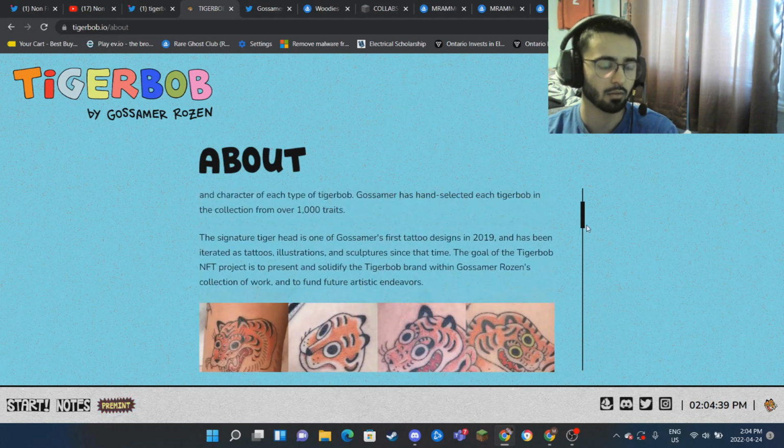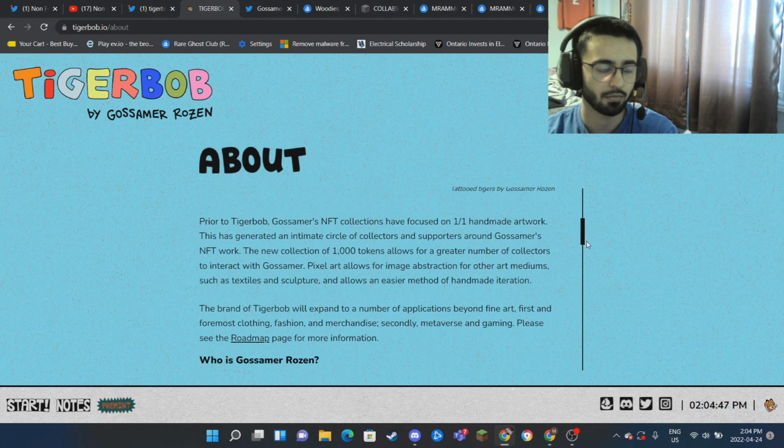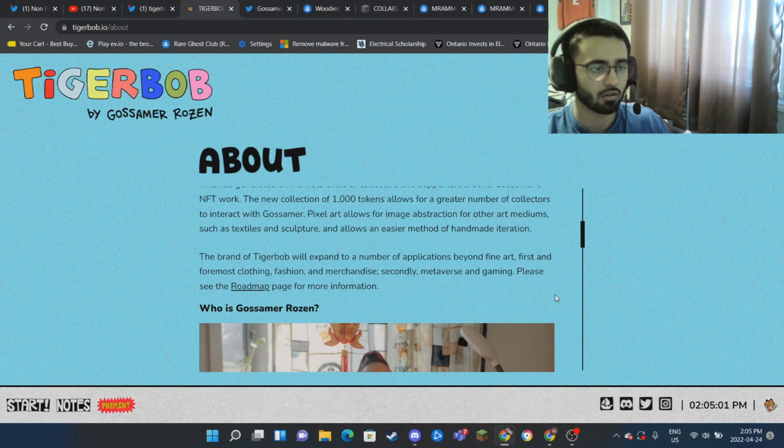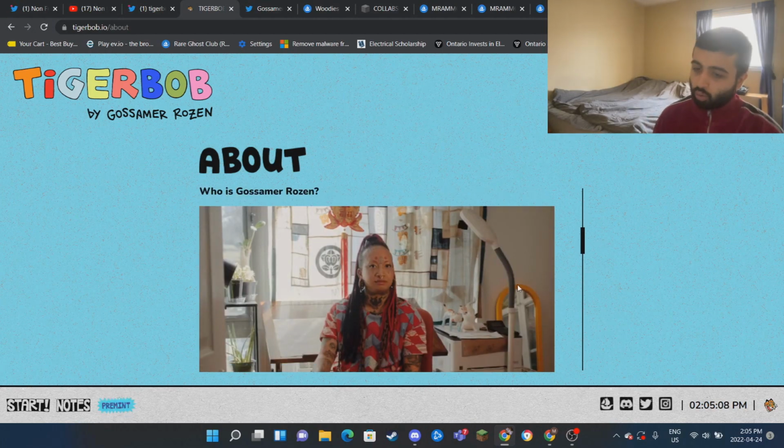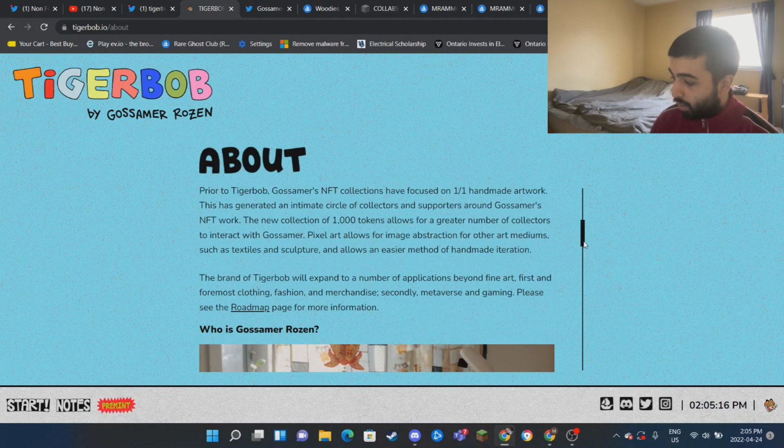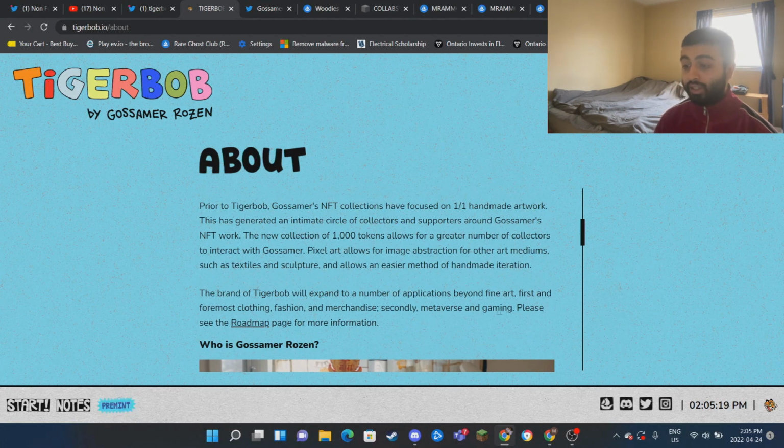A little history on her previous experience in the NFT space. She used to create a lot of one-of-ones, which basically generated an intimate circle of collectors and supporters. A future goal of hers is to staple it as a brand into clothing and fashion. And that's pretty much it as far as the art and general basis of the project goes. I'd also like to add, there was mention in the roadmap of integration for Metaverse and gaming as well, because the artist Gossamer has a deep interest in gaming and has been a gamer all their life.